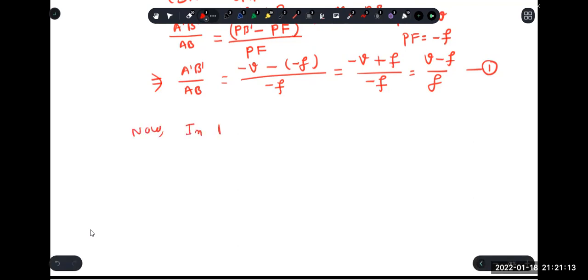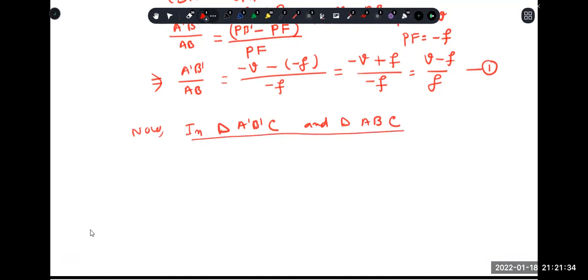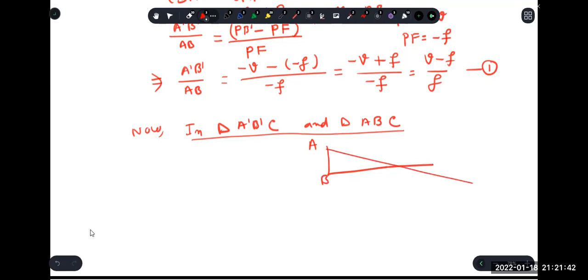In triangle A'B' with the center of curvature, and one triangle relating the object distance AB with the same center of curvature of the mirror. These two triangles relate the object distance and image distance, A'B' and AB, considering the center of curvature of the mirror.